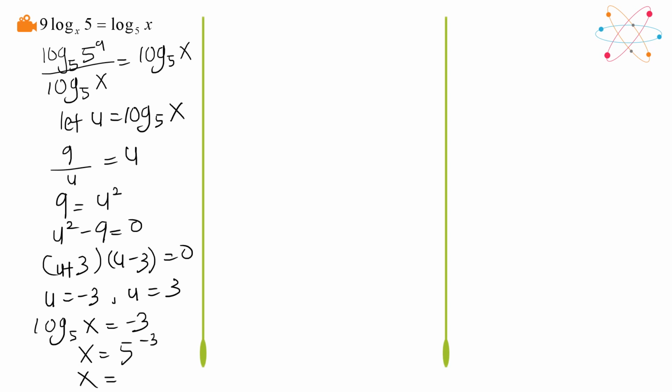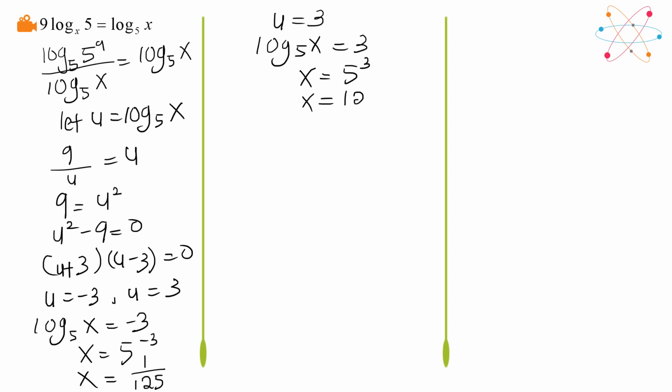x is 1 over 125. For u equals positive 3, change to the indices form. x is 125. For both values of x, we have to check it.